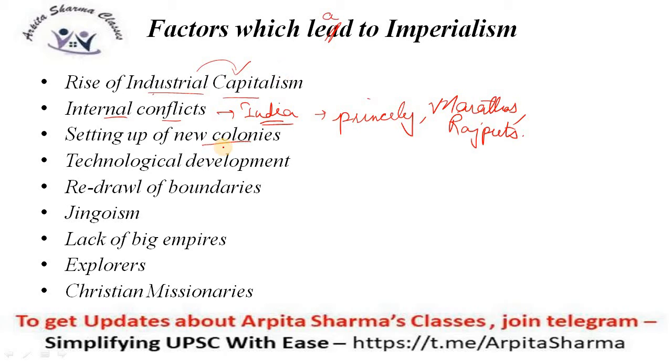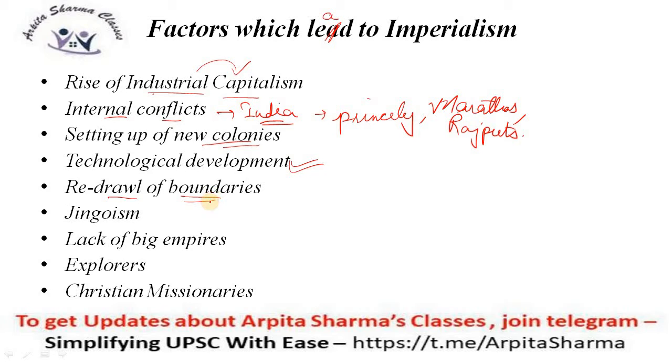Then new colonies were being set up. Colonialism is a subset of imperialism, so the setting up of new colonies led to imperialism. Then technological development, for example, weapons were being developed, navies were being developed. This also led to imperialism.